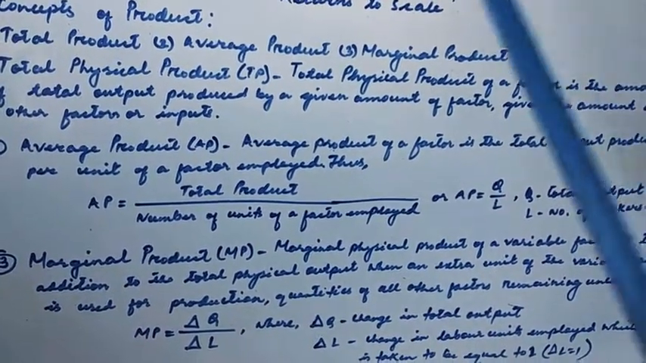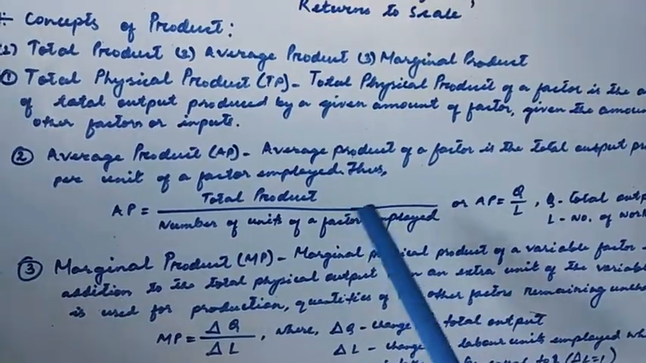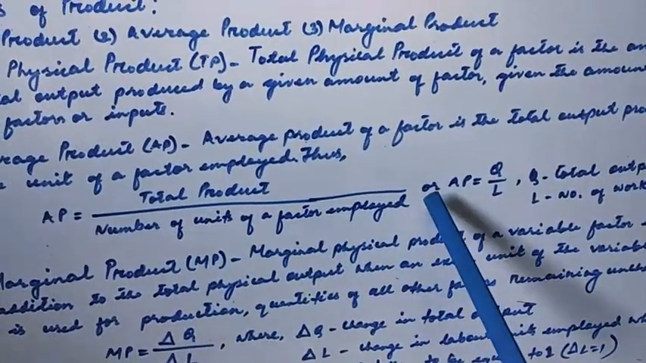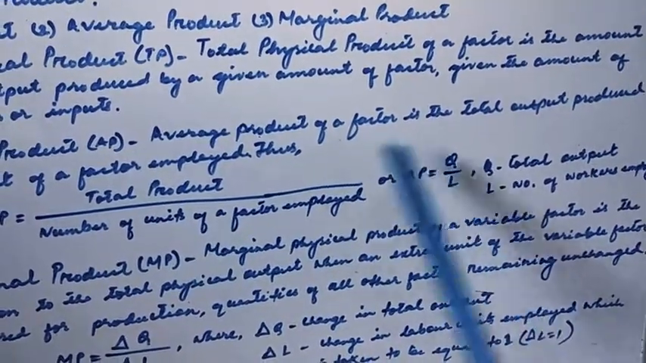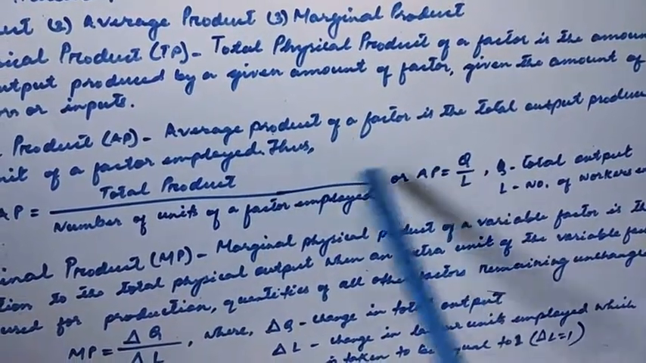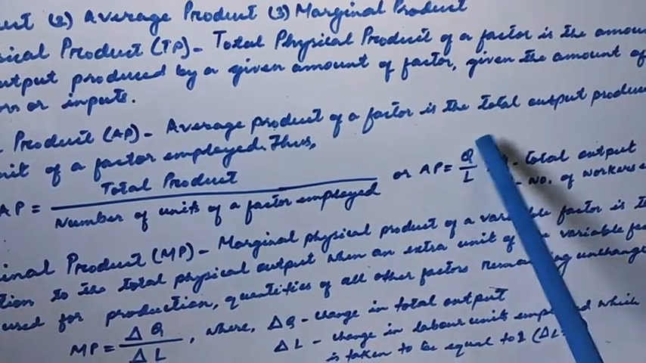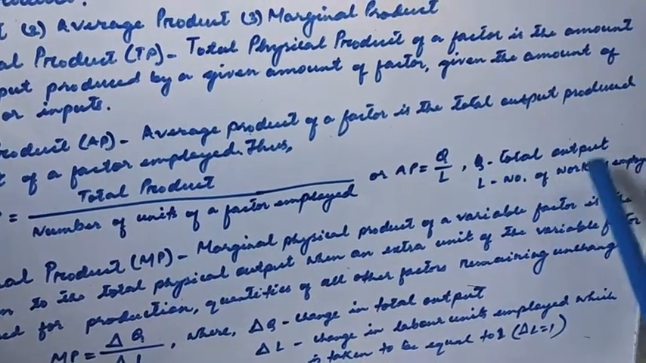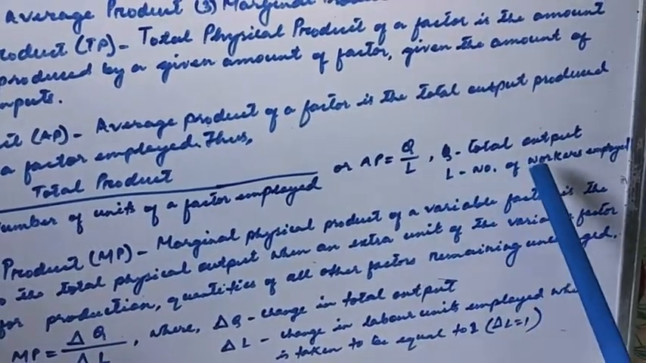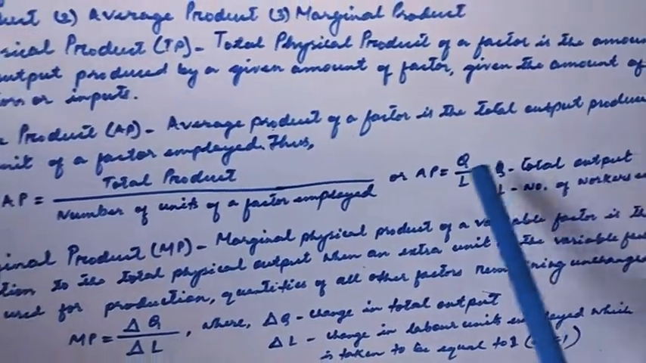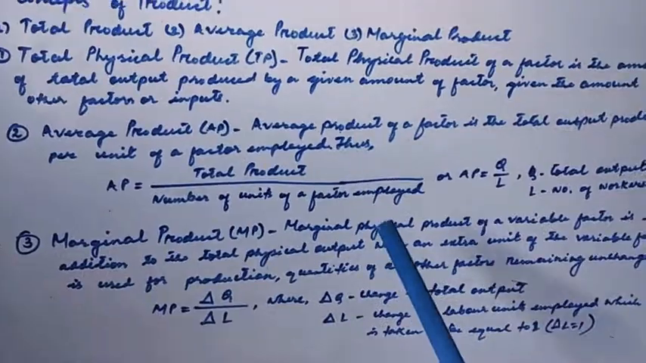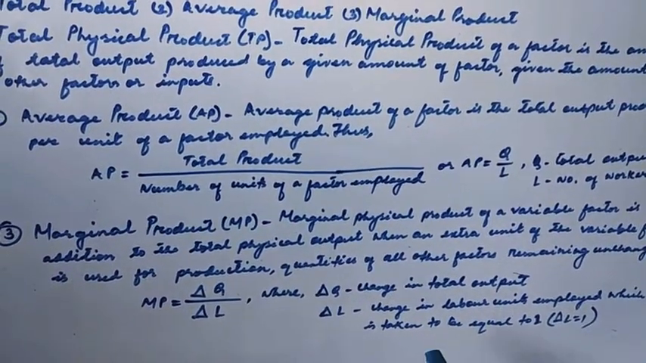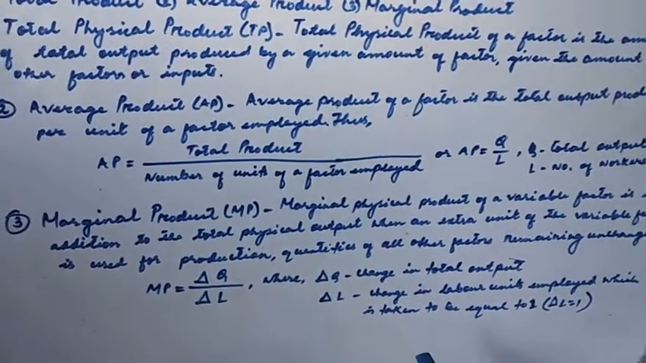So we are finding the total output per unit of factor. How much per unit of factor can produce, that we are seeing in average product, where in this formula AP is the average product. This can also be represented by AP equals Q by L, where Q is the total output, L is the number of workers that is employed. So that is average product. How much of output is produced per unit of factor that is employed? That is the average product.